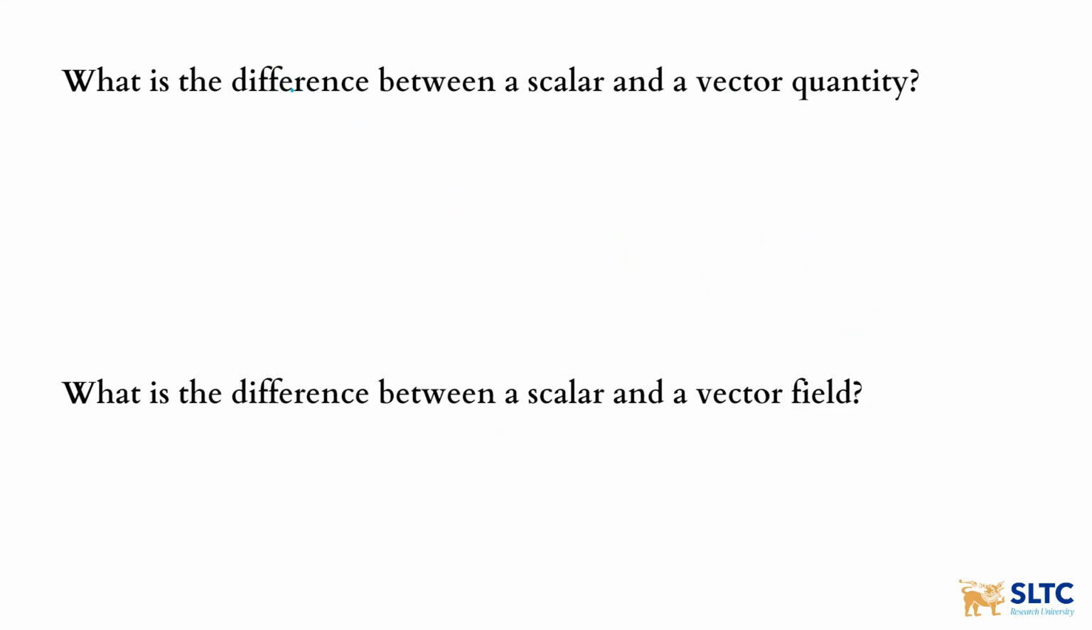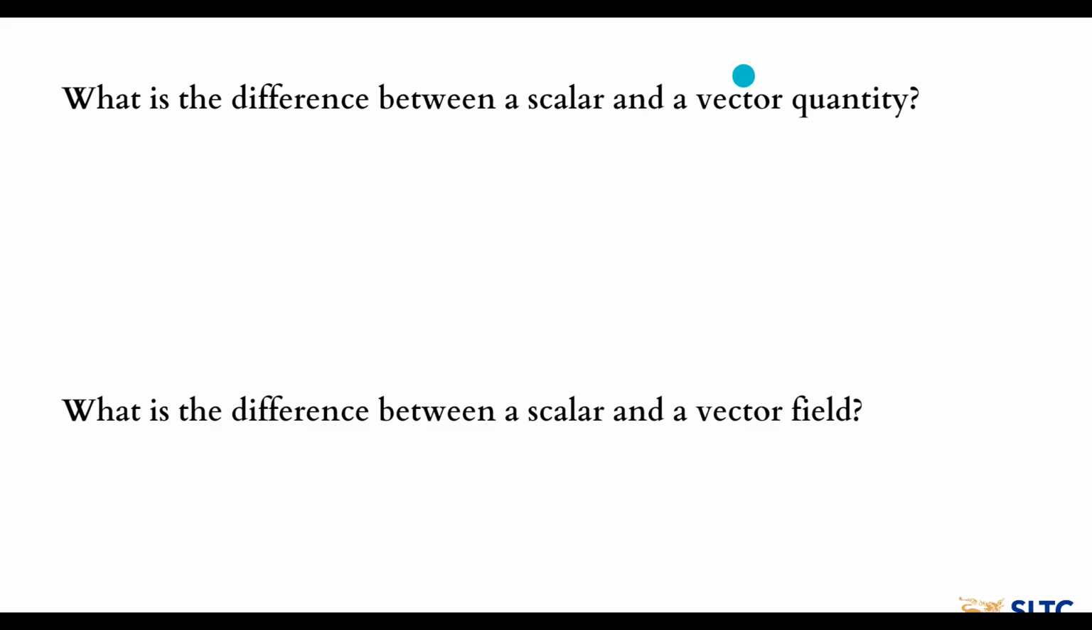What is the difference between a scalar and a vector quantity? Does a scalar have a direction? No, right? A scalar has only magnitude, and a vector has both magnitude and direction. So that is the main difference between scalar and vector quantities.